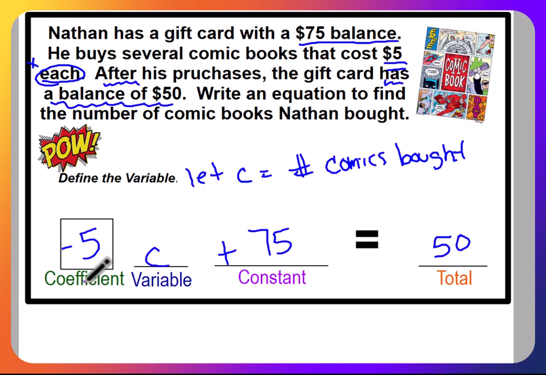Okay, did you get negative 5c plus 75 equals 50? If you did, great job. Did anybody get 5c plus 75 equals 50? That was the mistake that I had made on the previous problem. Because each comic book is $5, it would be a negative 5 because you're taking it out of your balance. So it should be negative 5c plus 75 equals 50. Okay, if needed, pause the video. Take a look at what we did, kind of process it, make sure you understand how to solve the problem, and then move on to the next one.